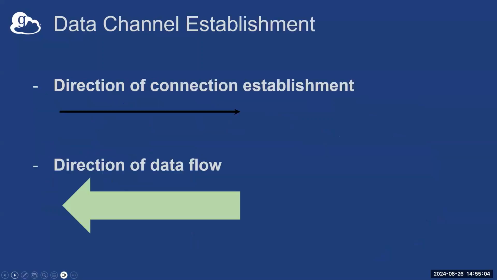Okay, so this is the notation I'm using in the talk. The black arrow is the direction of connection establishment, and the big green arrow is the direction of data flow. Now, while they are pointing in the same direction often, they don't have to be for any reason. You can connect one way and send data the other way. And this will be the notation I use to illustrate this as we go through the talk.